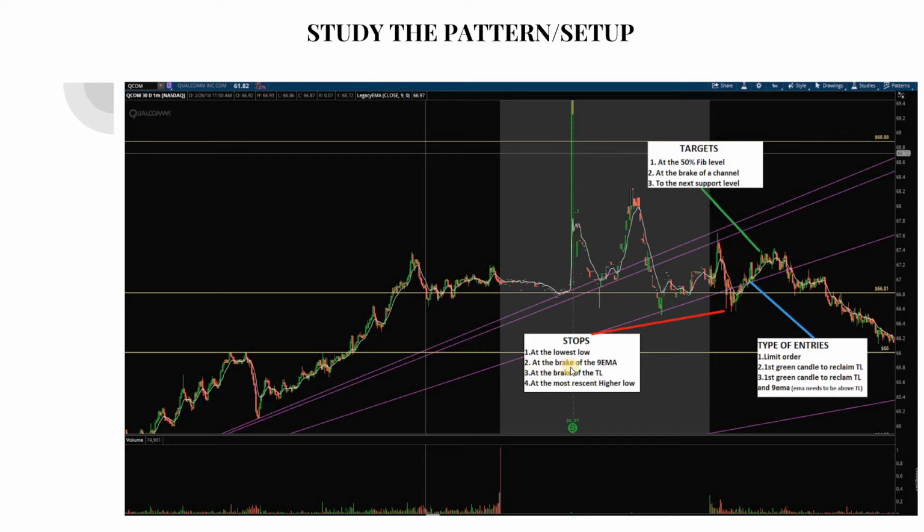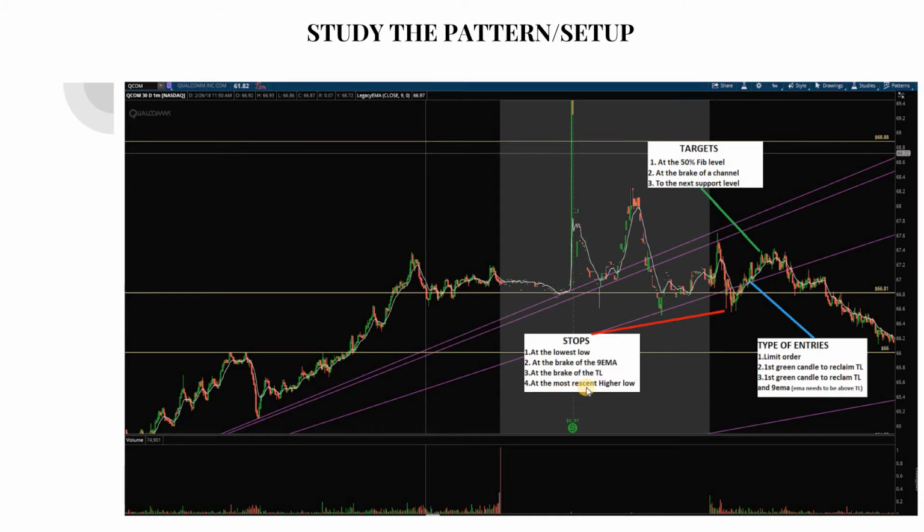And then number two, at the break of the 9 EMA, right? So if it goes down, you limit order. It goes up, and as soon as it breaks the 9 EMA, you're out, right? And number three, at the break of the trend line, meaning that if it goes down, you enter, it reclaims the trend line. As soon as it breaks it, you're out.